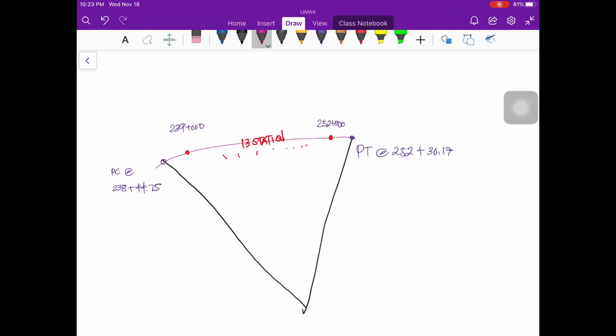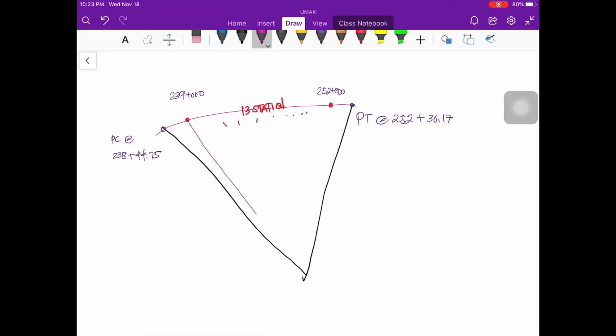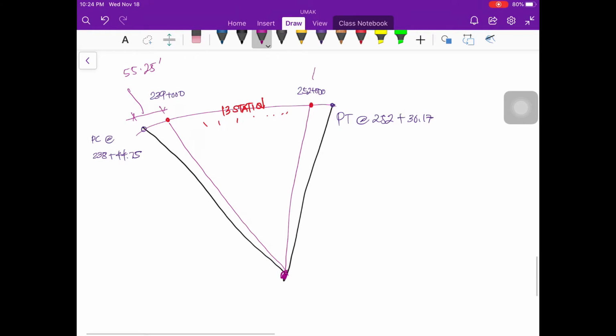Okay, so if you connect this line going here, and going here, meaning to say, if this is 239 plus 00 and 238 plus 44.75, the distance between these two stations is what? We discussed earlier, this is 55.25 feet, and this one is 30.17 minus 000, it's 30.17.